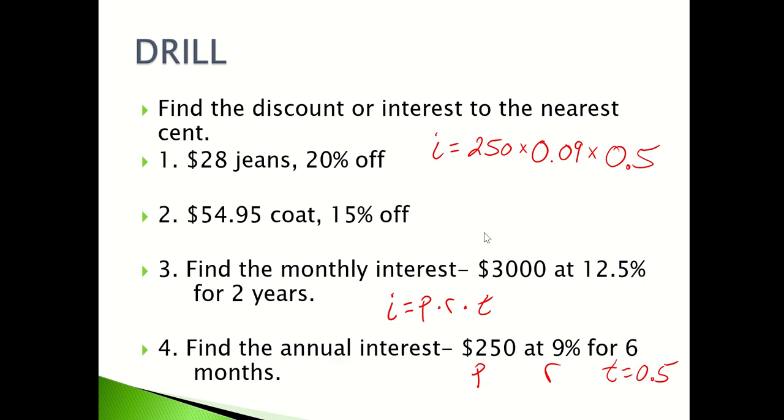So 250 is your principal. Plug that in up top here. Your rate is 9%, which is 0.09, and your time, 6 months. Because this is annual interest, we have to change this to years. So 6 months is half a year, right?